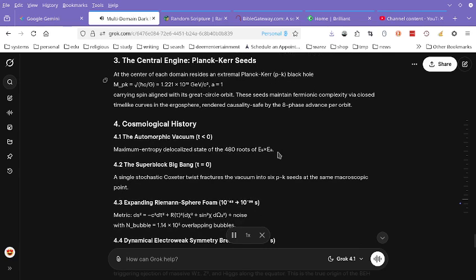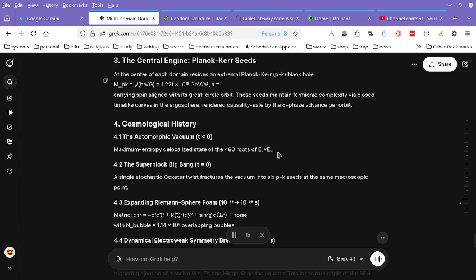3. The central engine, Planck-Kerr seeds. At the center of each domain resides an extremal Planck-Kerr PK black hole MPK at the peak power of conformal gravity, approximately 1.221 times 10 metric 19 GeV, with spin aligned with its great circle orbit. These seeds maintain fermiosync coherence via closed time-like curves in the ergosphere, rendered causality safe by the 8-phase advance per orbit. 4. Cosmological history. 4.1.